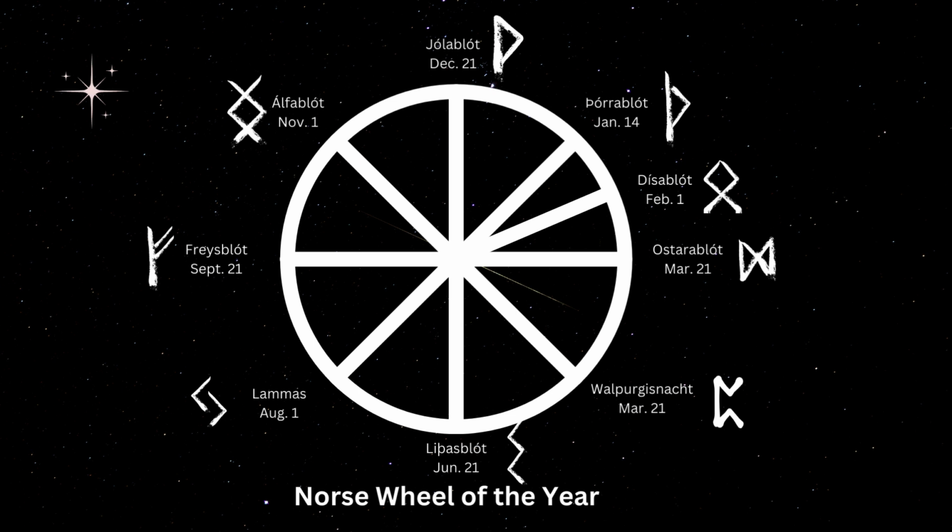Then we have January 14th for Þorrablót. This is the ceremony, the blót for Thor. We often ask for his protection at this time, or at least I have, and honor Thor as protector of humanity and striker down of diseases, as well as thunder god and sort of general patron of the human species within the Norse tradition.